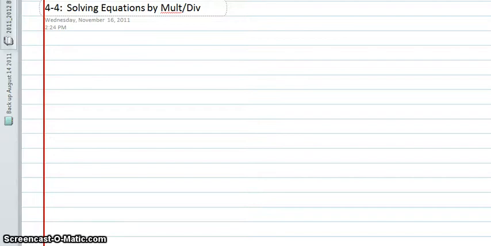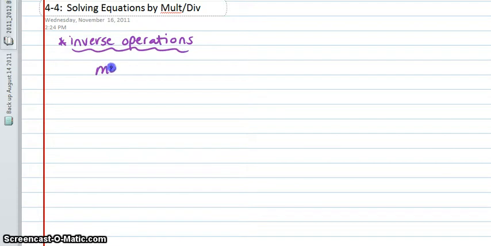Here we go with lesson 4-4, solving equations by multiplying and dividing. So last class we were focusing on adding and subtracting. Now we are multiplying and dividing. Again, working with inverse operations. These are operations that undo each other. The inverse operation of multiplication is division, and the inverse operation of division is multiplication.